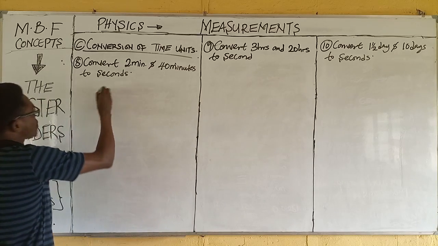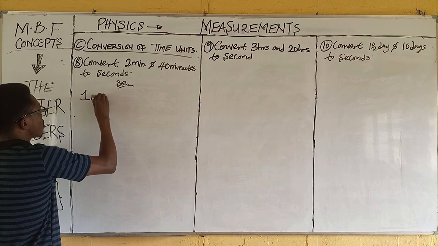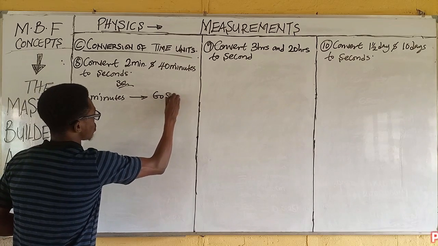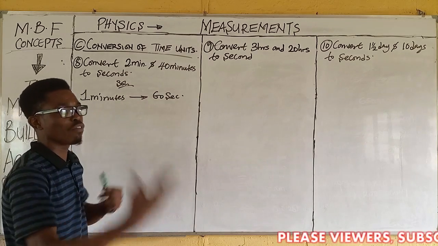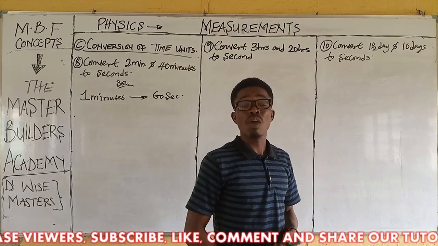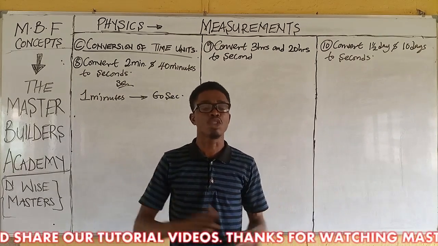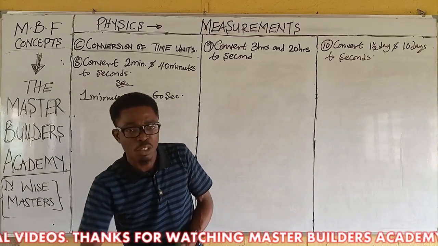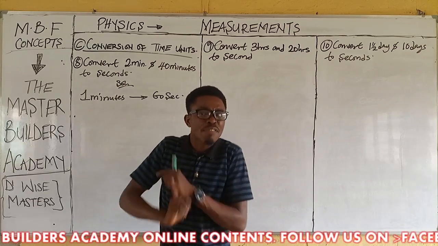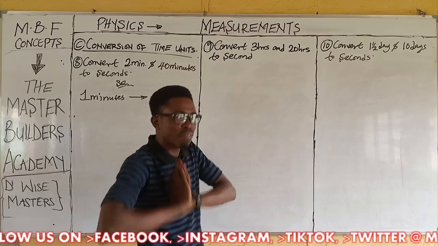Now, we understand first that 1 minute, this is how your calculation begins, is equivalent to 60 seconds. You must understand. So anytime you want to convert from minutes to seconds, understand that 1 minute is equivalent to what? 60 seconds. So to convert from minutes to seconds, all you simply do is to multiply the given value by 60. Is that taken? To convert from minutes to seconds, all that you do is to multiply the given value by 60.